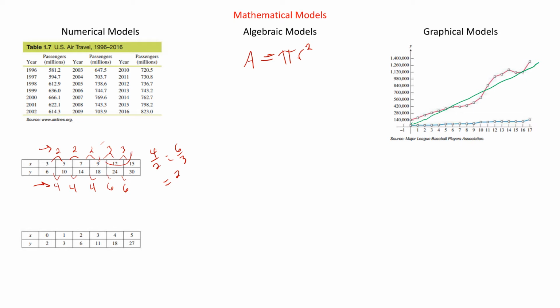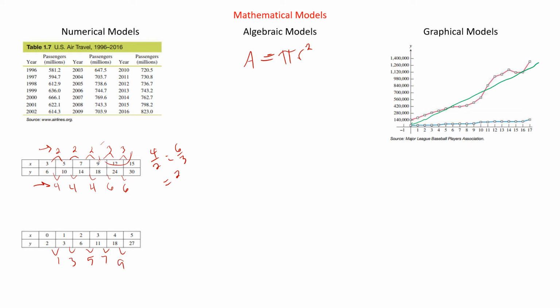All right, what if we have a different one? So this one, the x's are going up by the same amount each time. They're all going up by 1. And then the y's, we have from 2 to 3 is 1. From 3 to 6 is 3. From 6 to 11 is 5. From 11 to 18 is 7. And from 18 to 27 is 9.